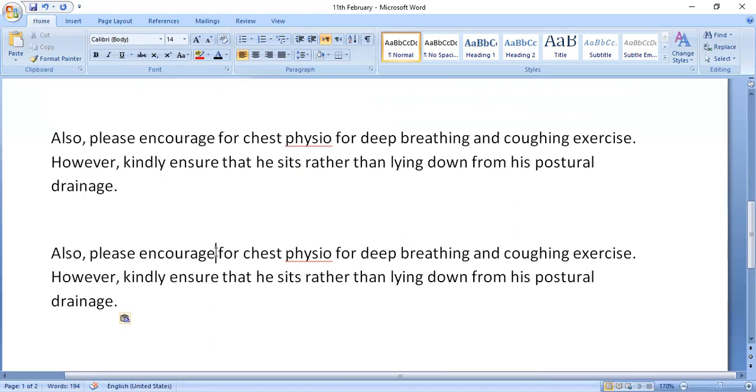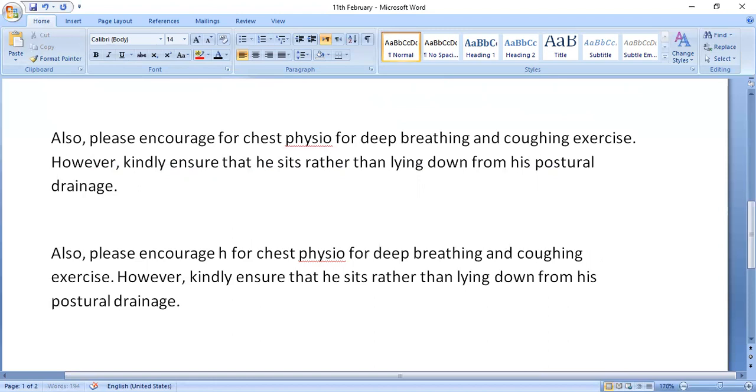Also, please encourage. Let us just consider it. Do not start the sentence with also? We can start a sentence with also, Dr. Christine. That is not a problem. Within the body paragraph it is okay, if it is the second or third sentence. So please encourage him, him or her. First we need to add this: encourage him or her for chest physio, for deep breathing and coughing exercise.